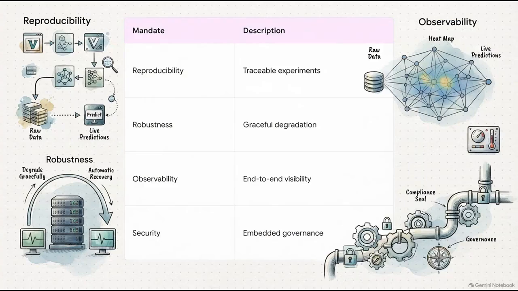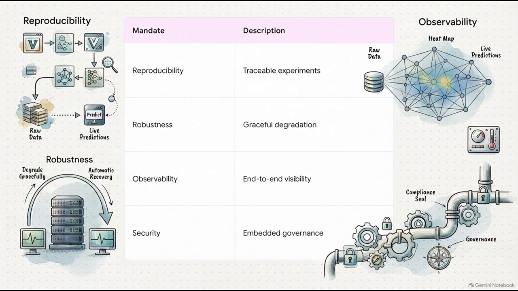So to manage all that surrounding infrastructure, IT has to own 4 core mandates, setting the foundation for every architectural decision we're talking about today. First up, reproducibility, making sure every single experiment and deployment is totally traceable. Second is robustness, building systems that degrade gracefully and actually recover automatically. Third, observability, having that complete end-to-end visibility from raw data all the way to live predictions.